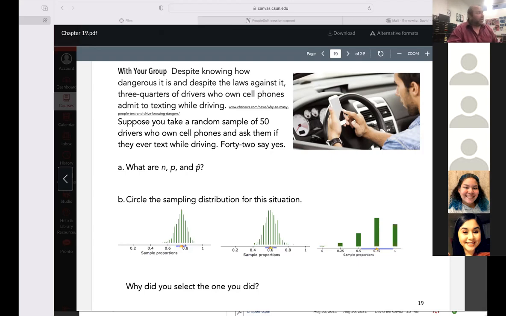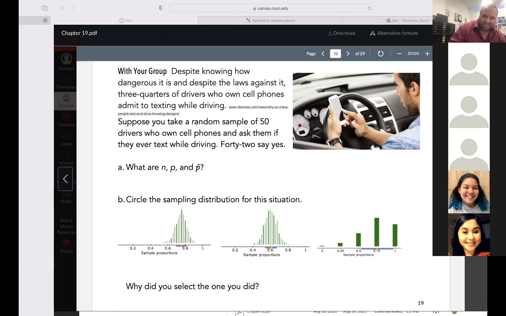I'm with you, Harmony. I will readily admit, even online, that I'm not perfect when it comes to this. But anyways, suppose you take a sample of 50 drivers who own cell phones and ask them if they ever text while driving, and 42 of them said yes.